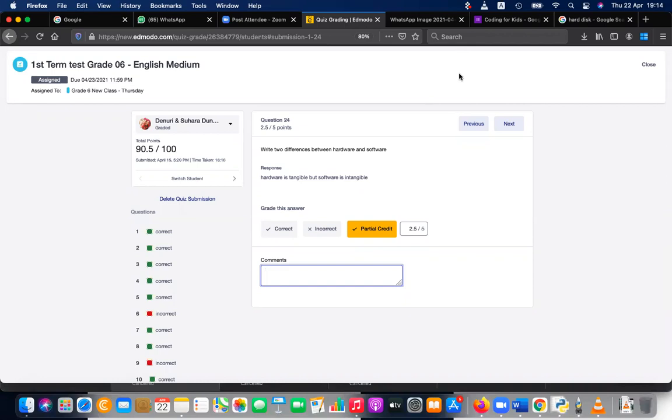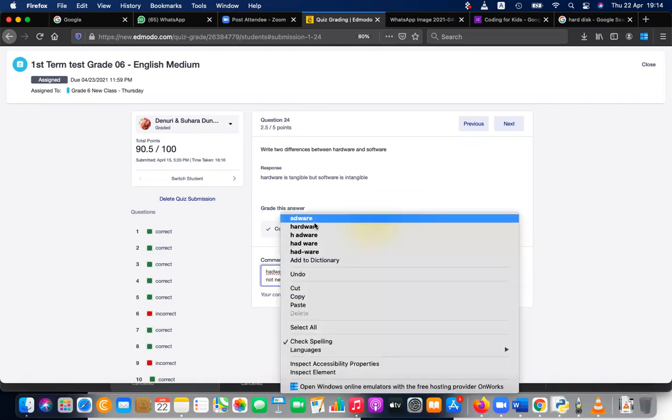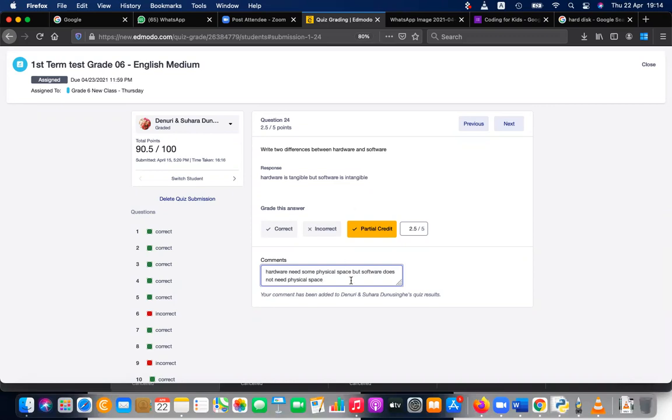Yes. Another difference? Yes. Hardware needs some physical space, but software does not need physical space to store. So that is one. To store hardware, you need some physical space, but for software, you don't need. To store, you need some space, but for software, you need, but that is not physical space.